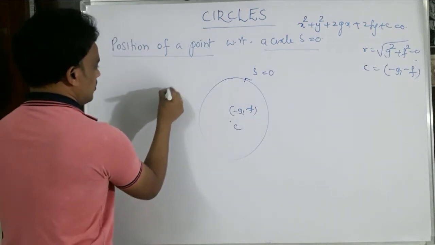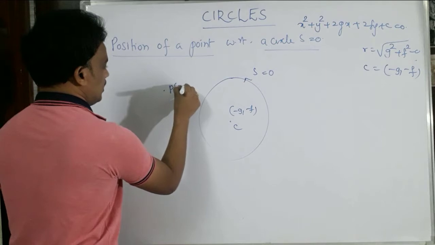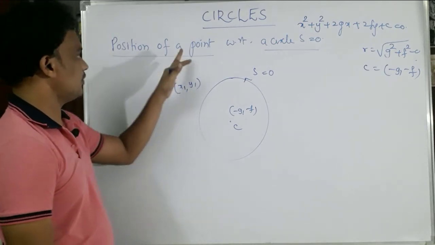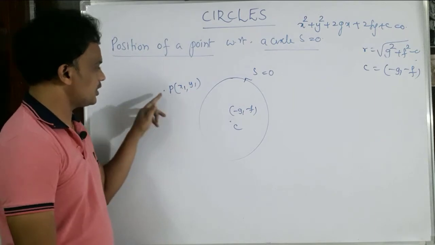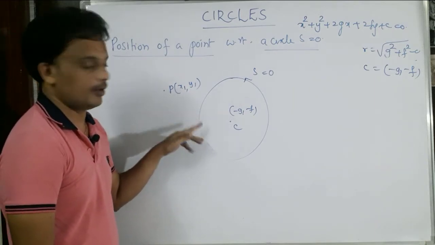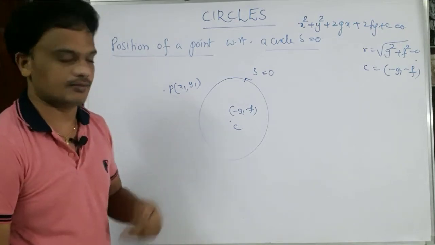Now, I am going to give the point P, (x1, y1). What is the position of a point with respect to a circle? It may be outside the circle, inside the circle, or on the circle. So now we are going to get the condition.